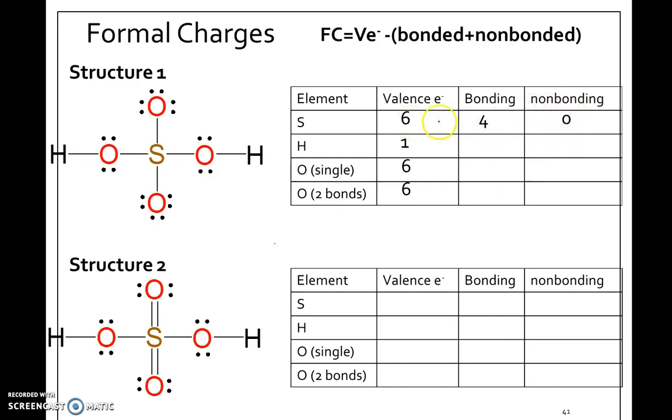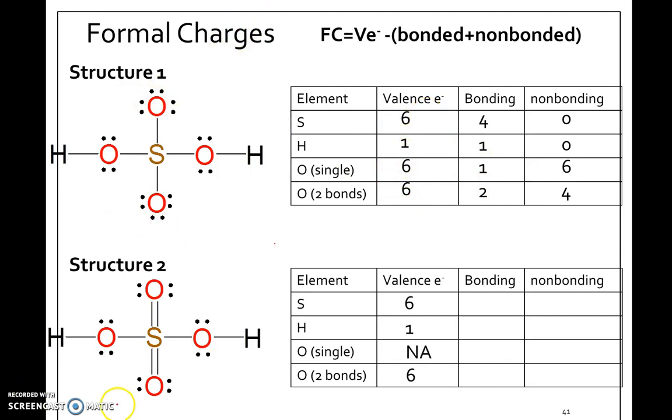And so no non-bonding. Hydrogen has no non-bonding. So 1 minus, so we have a 0 here. Oxygen, which one? The single oxygen has, again, 1 bond and 2, 4, 6 electrons around here. And this oxygen has 2 bonds and then also 4 electrons. So we follow this rule.